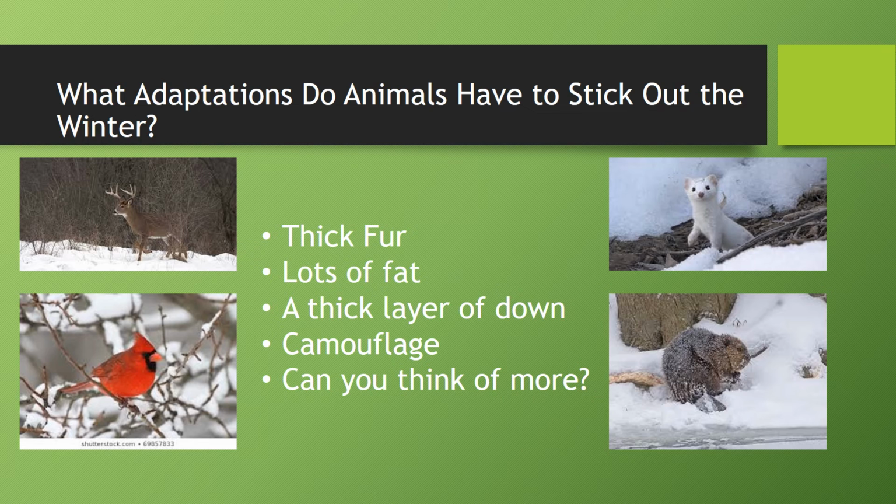So in order to wait out the winter, if you can't find food, they add thick layers of fat on them, along with lots of fur. If you're a bird, you'll have lots of down, and that's just the little tiny feathers that are the insulation feathers underneath the flight feathers. And then you will have camouflage, so that is why the ermine is white to blend in with the snow. And can you think of any more?